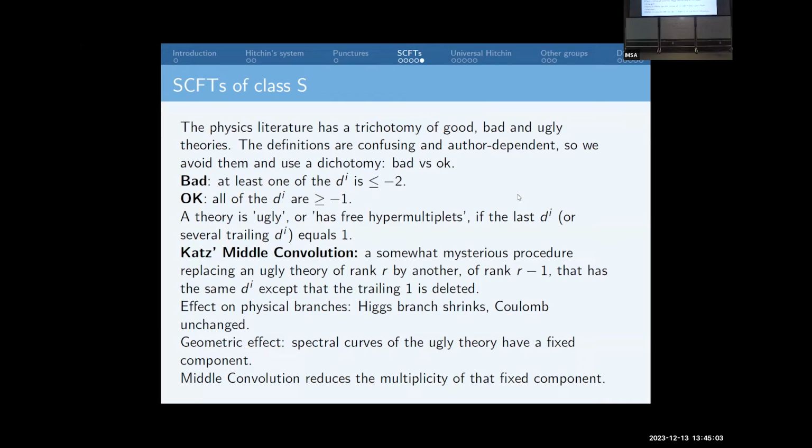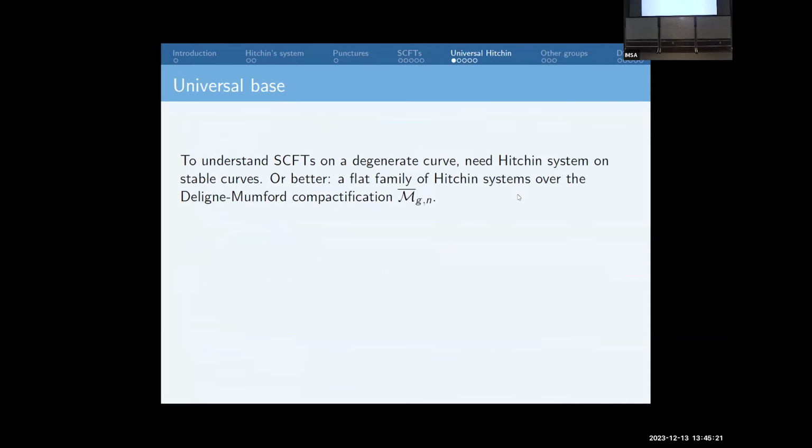You can imagine that once you start imposing dimensional conditions, you'll have more and more possibilities of that. And then the convolution simply reduces by 1 the multiplicity of the fixed component. So it gives you a new system with simple curves. Anyway, I'm doing that.